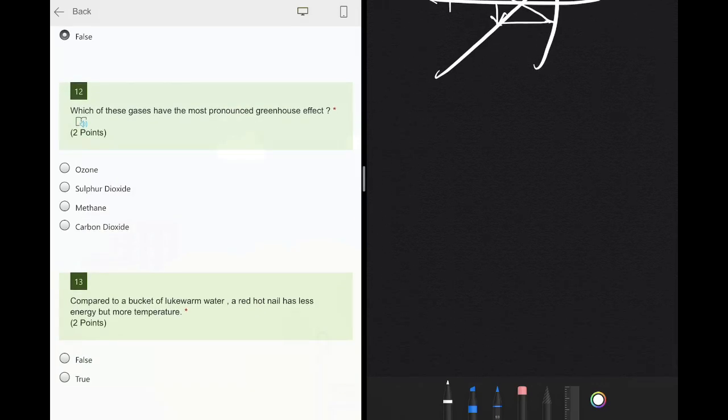Which of these gases have the most pronounced greenhouse effect? Here carbon dioxide is also an important greenhouse gas, but methane has got a much more pronounced greenhouse effect compared to carbon dioxide. Methane is a gas that is released when organic matter rots away, and its impact on global warming is many times more than that of carbon dioxide.